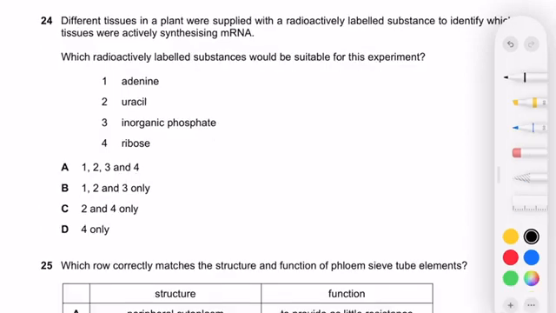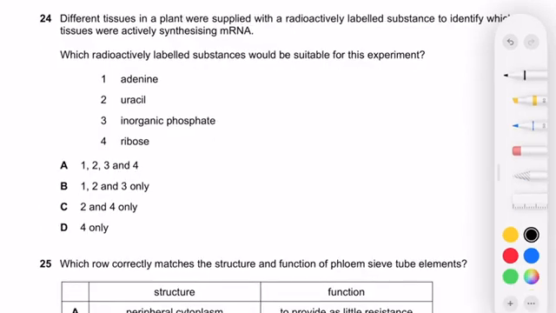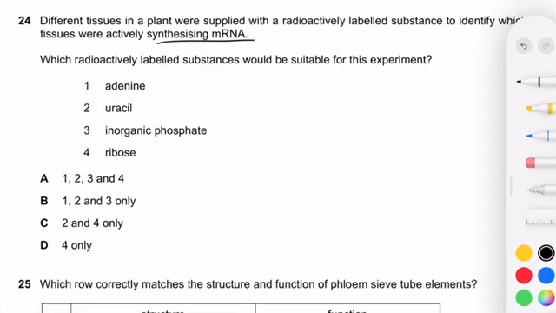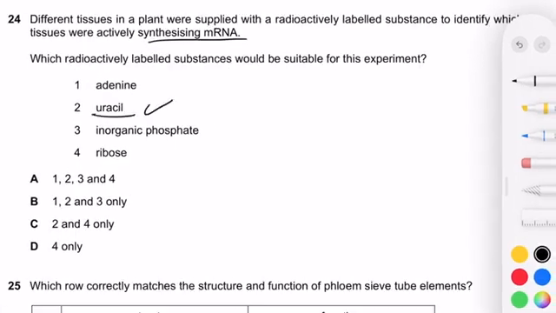So another difference could also be the bases, right? So there's adenine, thymine, cytosine, and guanine in DNA, but however in RNA there's only adenine, cytosine, uracil, and guanine. There's no thymine. So what can we do in order to identify tissues that are synthesizing mRNA? We can have radioactively labeled uracil, right? And we can also have radioactively labeled ribose. Inorganic phosphate and adenine are present in both DNA and RNA, so that would be stupid because all cells have DNA. Okay, 2 and 4 only.